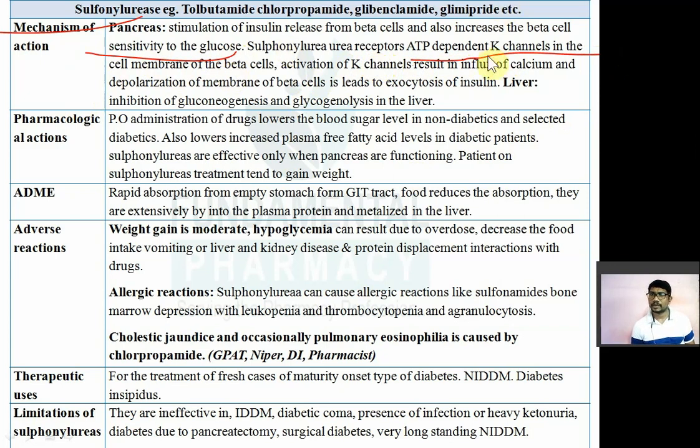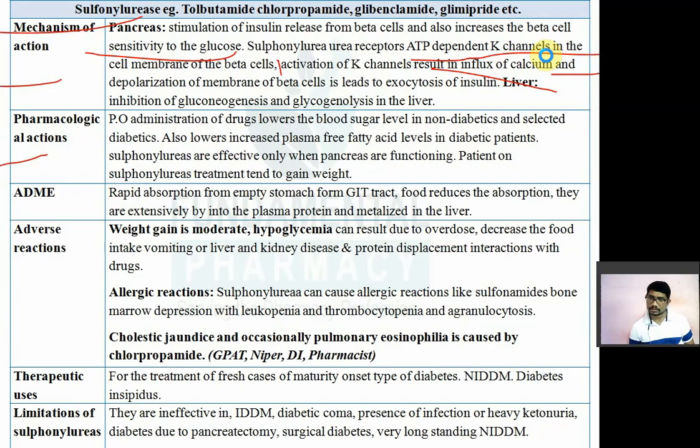Inactivation or blockage of this potassium channel results in calcium influx and depolarization of the membrane of the beta cell, and this causes the release of insulin. In the liver, they also inhibit gluconeogenesis and glycogenolysis. These two mechanisms contribute to their anti-diabetic action. First, they stimulate the beta cells to release insulin, and in the liver they prevent gluconeogenesis or glycogenolysis.